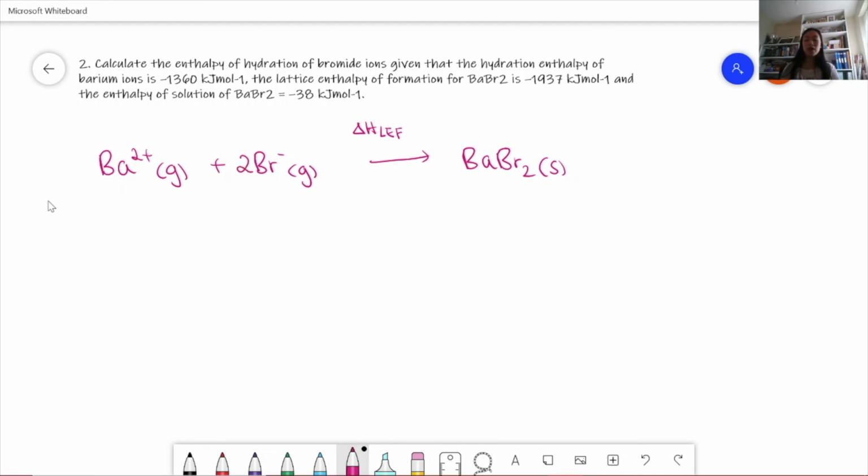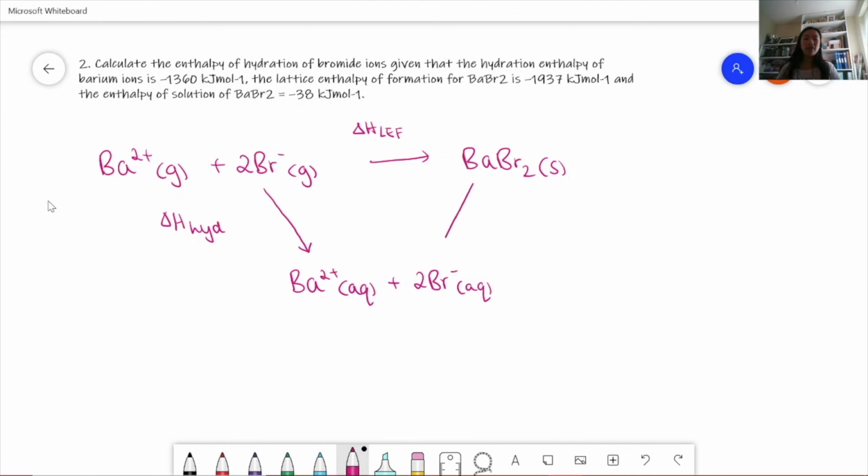And then we'll put in the ions, but in their aqueous states. So we have Ba2 plus aqueous plus 2Br minus aqueous. And going from the gaseous ions to the aqueous ions, these are the delta H of hydrations, because we're adding water to these gas ions to form aqueous ions.